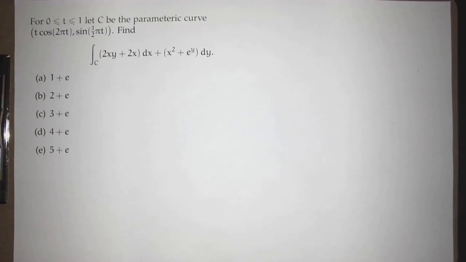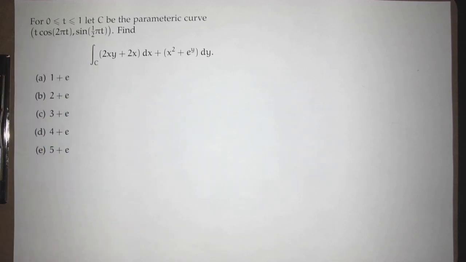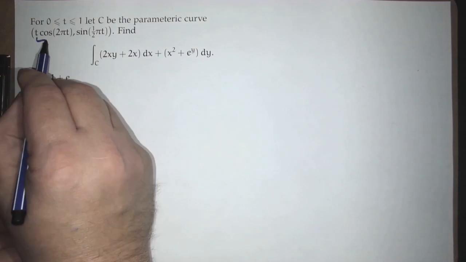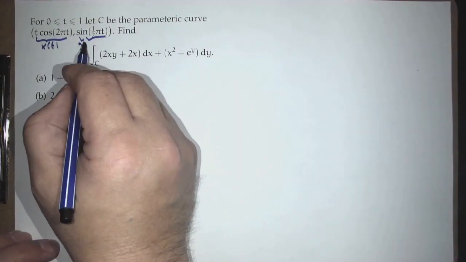We have a review problem up here. It says, suppose we have time going from 0 to 1, and we have a parametric curve, C, parameterized by cosine 2 pi t, sine pi halves t. So, of course, the way that you're reading this, this is your x of t, this is your y of t.